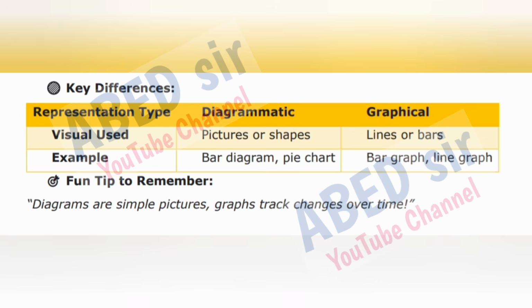Key differences. Representation type: diagrammatic, graphical. Visual used: pictures or shapes, lines or bars. Example: bar diagram, pie chart; bar graph, line graph. Fun tip to remember: diagrams are simple pictures, graphs track changes over time.